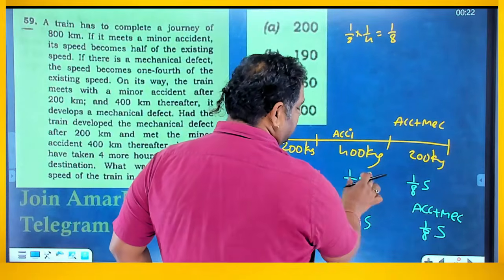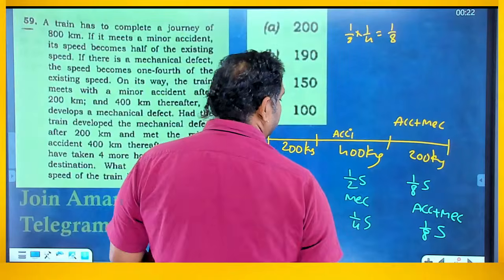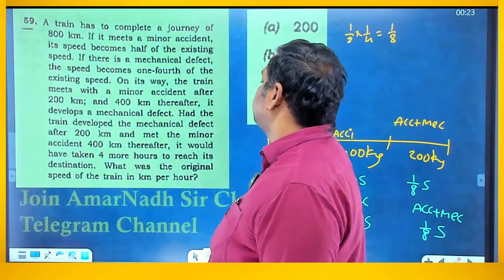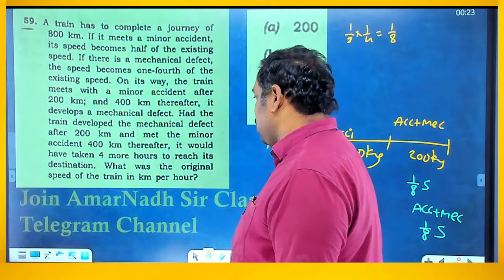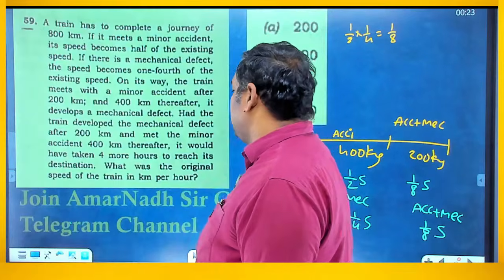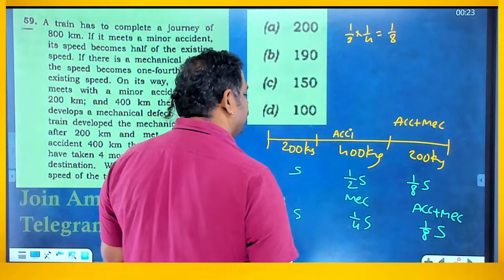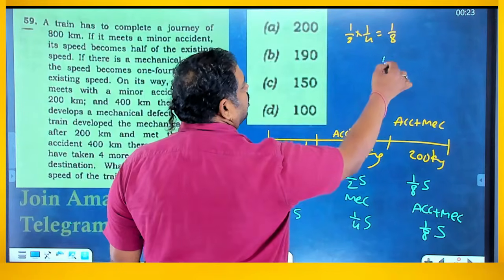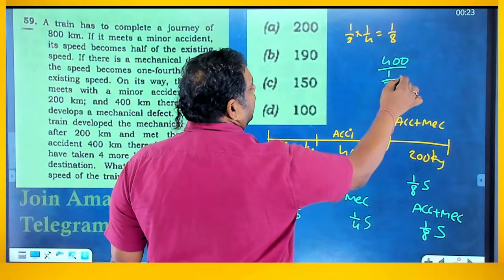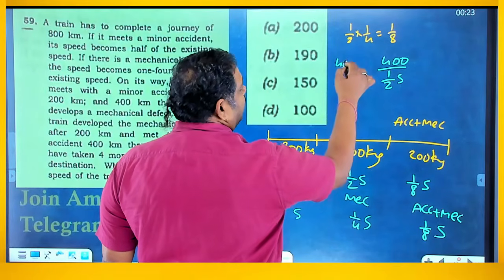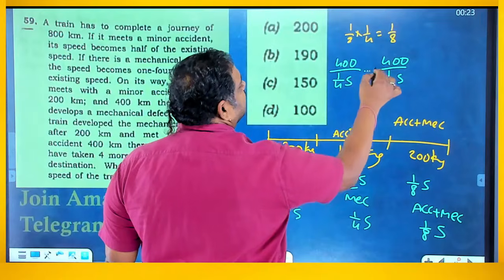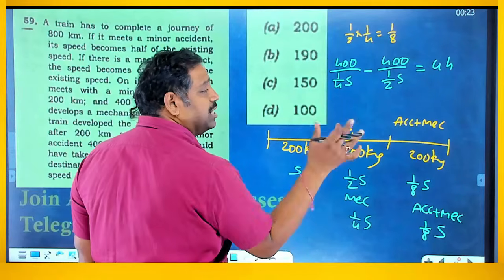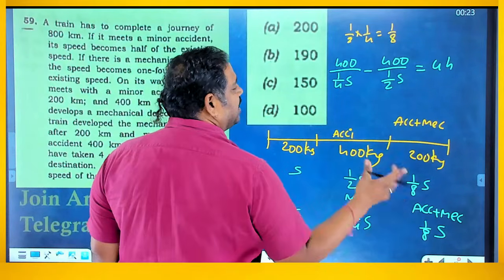Only this is the part speed has been reduced. That means the time will be increased, right? On the stretch, it would have taken 4 hours more to reach its destination. What was the original speed of the train in kilometers per hour? This we can work out in two ways. From this data, in this 400 kilometers, normally 400 by half S it will take, but now 400 by 1/4 S it is taking. This gap is nothing but 4 hours, because here and here, 1/8 S, 1/8 S. S and S, no change in the speed, no change in the distances, that's why no change in the time.